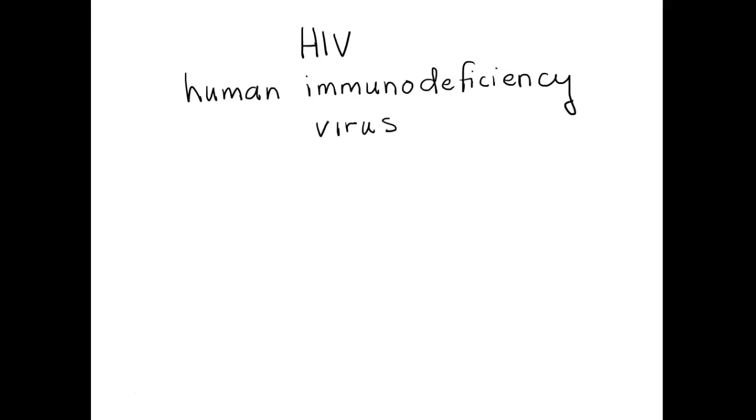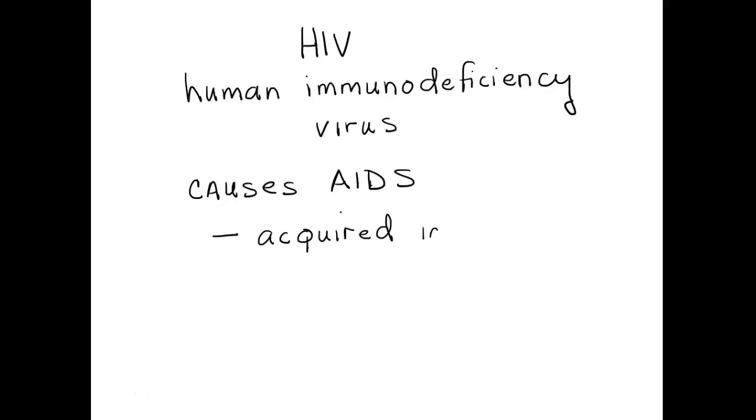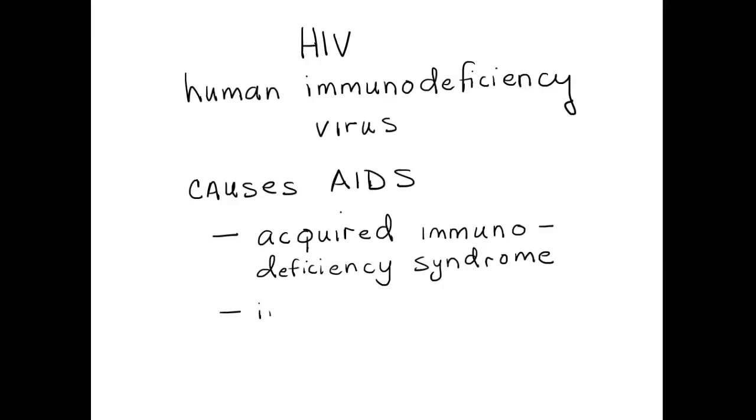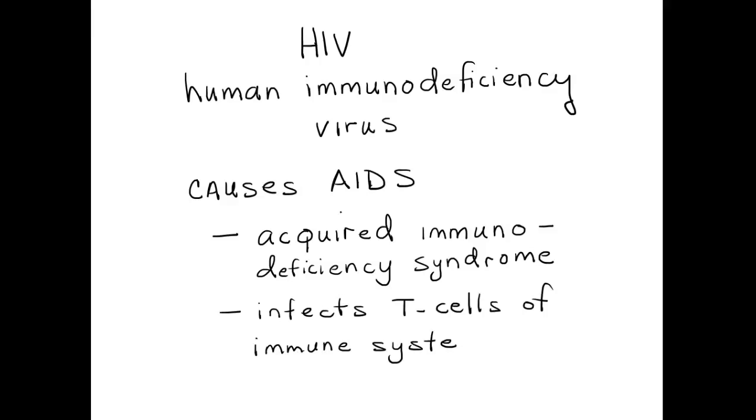Let's look at a virus that's more relevant to us, HIV, or human immunodeficiency virus. And it's called human immunodeficiency virus because it makes us deficient in our immune system. Okay, this is the virus that causes AIDS, or acquired immunodeficiency syndrome. And so the difference between HIV and AIDS is the symptoms of what you get from being infected by HIV. And so you get the symptoms of being immunodeficient. And so it affects T cells of the immune system.